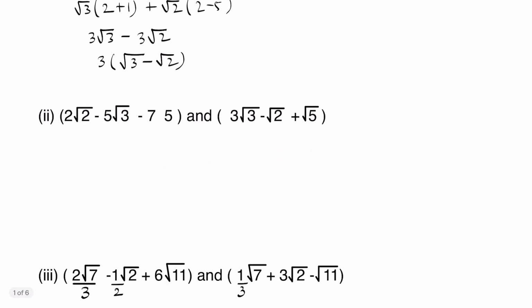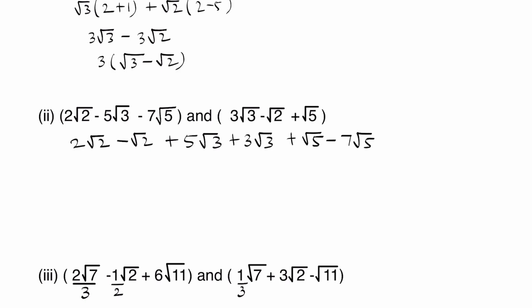The second question is 2 root 2 minus 5 root 3 minus 7 root 5, plus 7 root 5 plus 3 root 3 minus root 2 plus 5. Again we will rearrange: 2 root 2 minus root 2, plus 5 root 3 plus 3 root 3, and plus root 5 and minus 7 root 5.